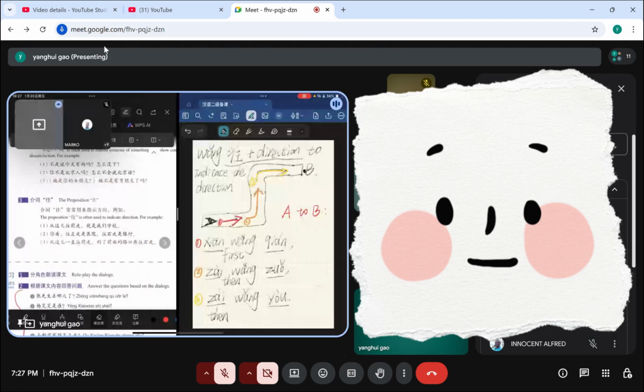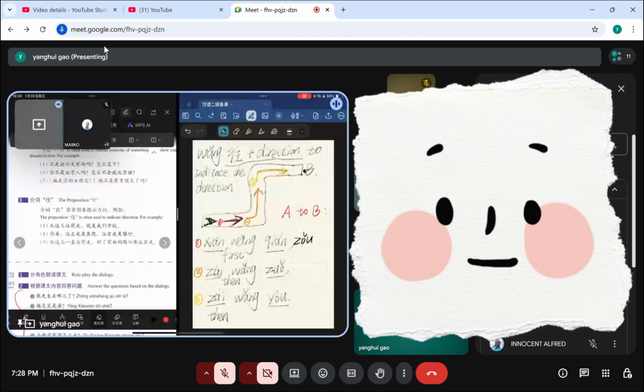So here we can see A is here. So first, we need to go straight or go forward, right? So we can say 先往前. Go forward or go straight is 往前. The direction is 前, right? So first 先往前. So first go straight. So here we can add the 走.